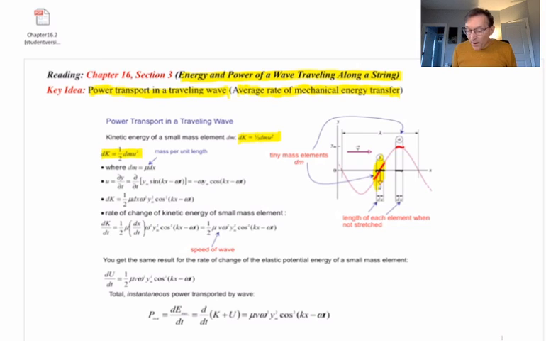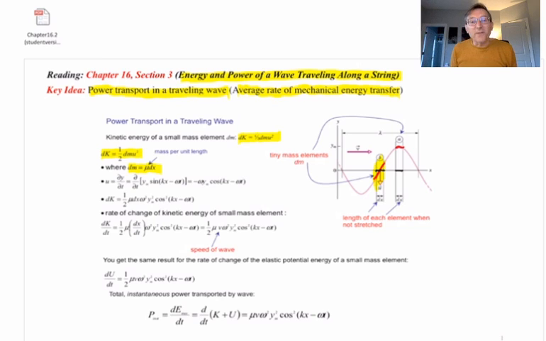But remember, an important property of a string when you're studying traveling waves is the linear mass density, or mass per unit length, mu, in units of kilograms per meter. That's a property of the string we will assume we know. Then how much mass dm does our little string element have? The mass per unit length, mu, times its rest length, dx.